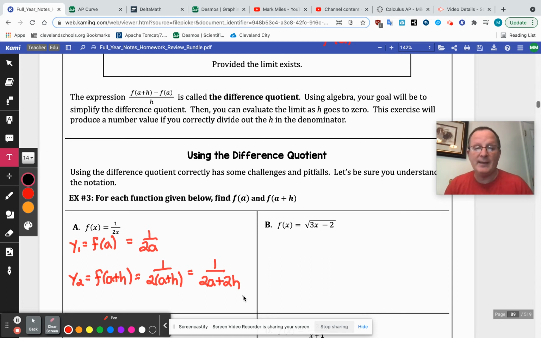Okay, so for part A, that's all they wanted you to do: write out what f of a is and f of a plus h. And then we would throw them into the difference quotient and send h to 0 with some sort of algebra. Okay, all right, what about this one?